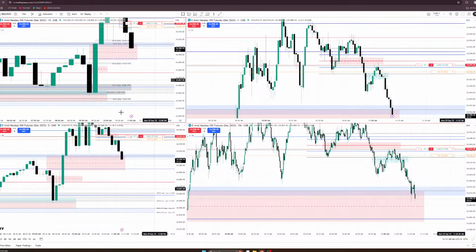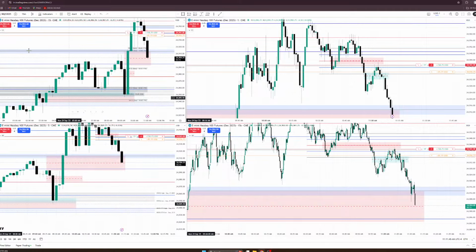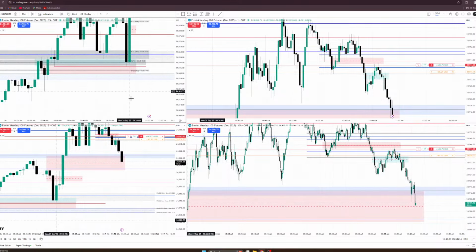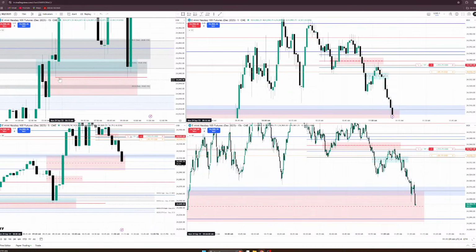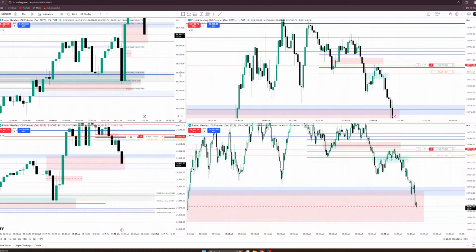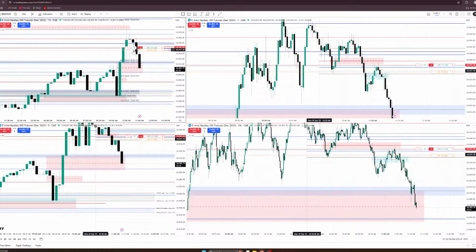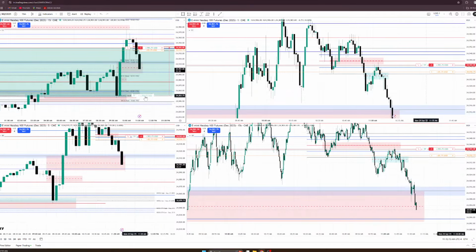If we just zoom out, we can see we have equal lows here, guys. I'll just plot these equal lows. It is clearly visible. We have these equal lows here. So I'll just try to hold this one lot till here. I'll put my TP till here.